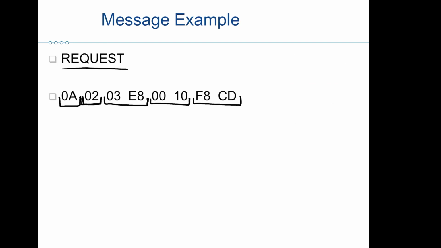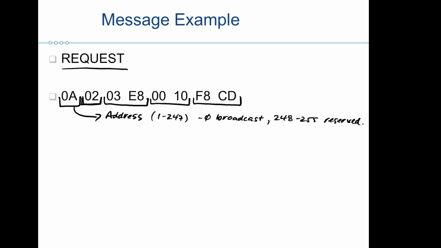Now we just go about interpreting each one of those boxes as per the handout. If we look at the first one here, we know this is the address field. The address field is the unique slave identifier. We know that valid addresses are between 1 and 247, and 0 is a broadcast, and 248 through 255 are reserved.